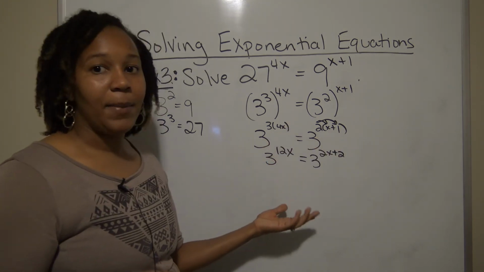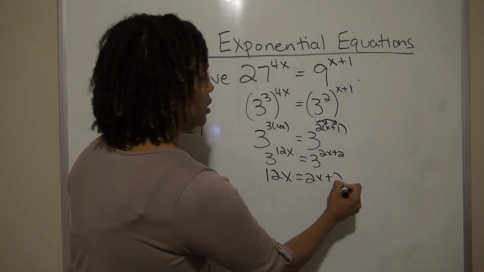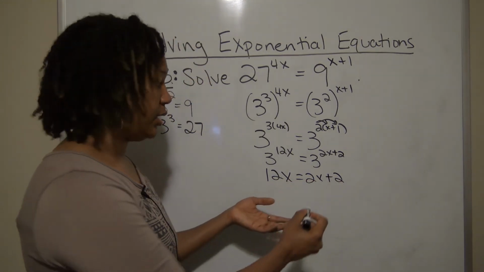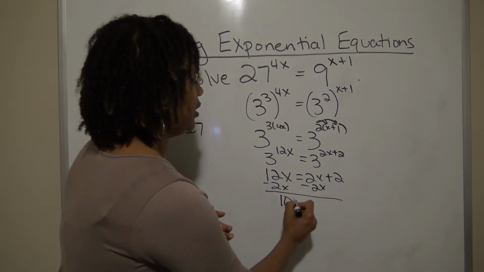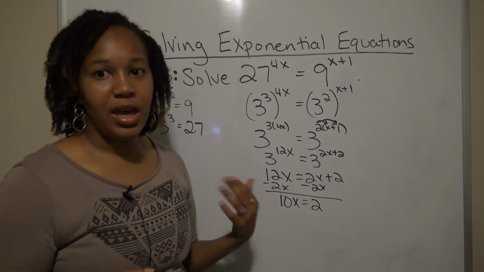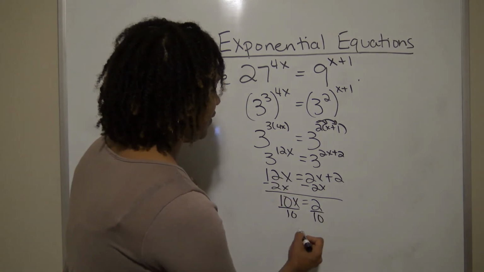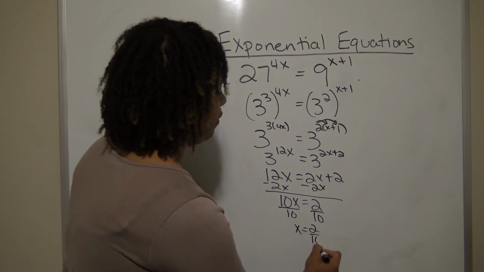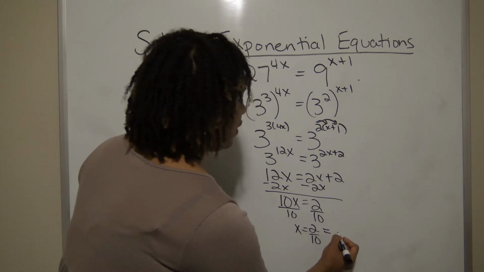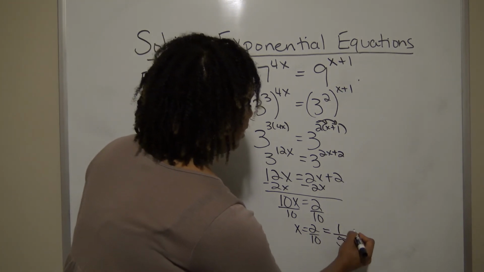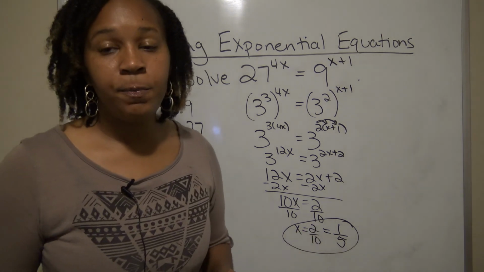Now they have the same base, and I can set the exponents equal to each other: 12x equals 2x plus 2. I want to solve for x, so I'm going to subtract 2x from both sides. I get 10x is equal to 2. I have to get x by itself, so I'm going to get rid of the 10 by dividing by 10. So I get x is equal to 2 over 10, which can be reduced. 2 divided by 2 is 1. 10 divided by 2 is 5. So my answer is x is equal to 1/5.